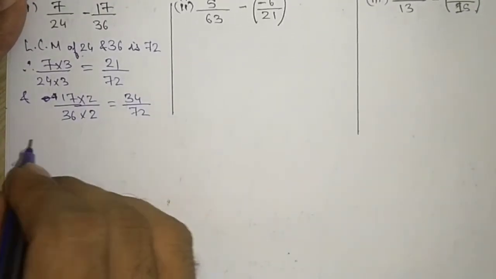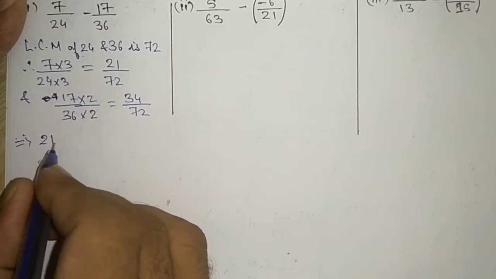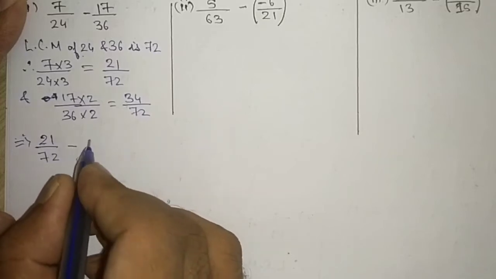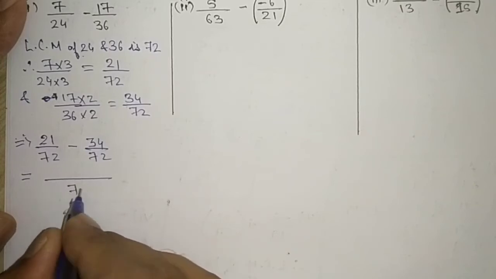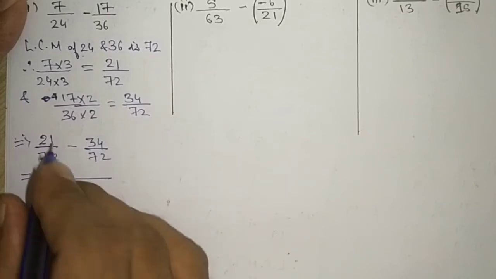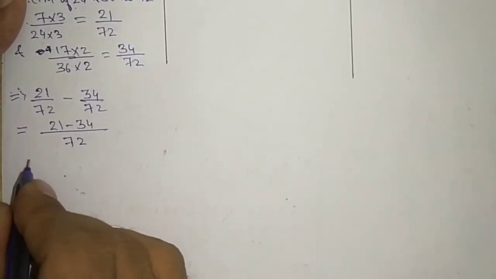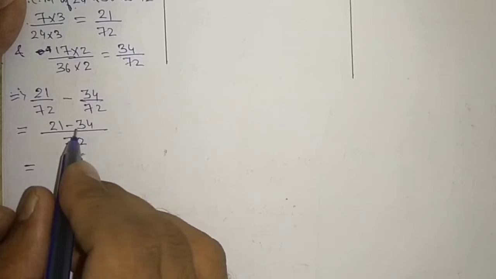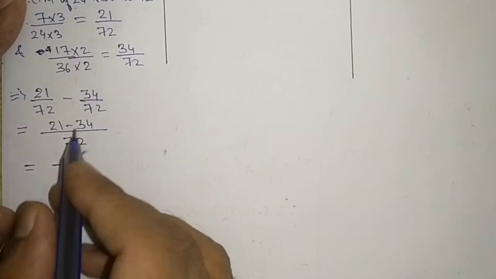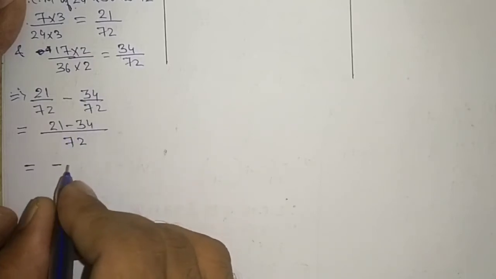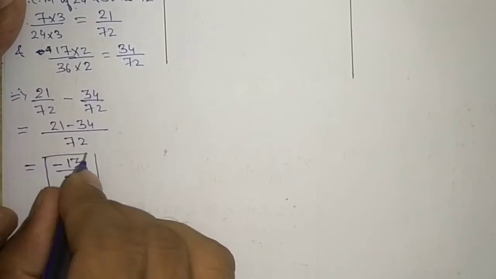Now we can subtract the two numbers. That is now 21 by 72 minus 34 by 72. Since we have got the denominator the same, we will keep 72 in the denominator and subtract the numerators. So 21 minus 34: since it is subtraction, we subtract and place the sign of the greater number, that is the minus sign. Minus 34 plus 21 will give me minus 13 divided by 72. This will be our answer.